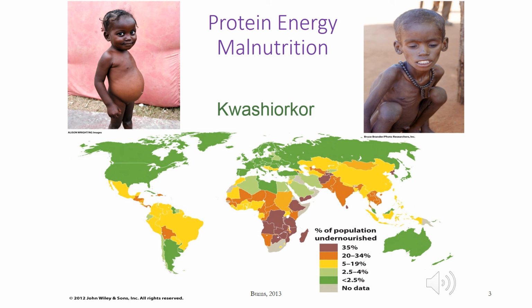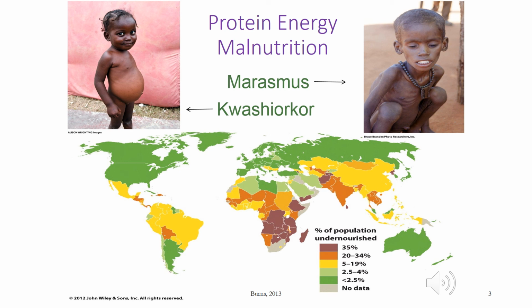On the other hand, marasmus is caused by an overall energy deficiency or starvation. The diet doesn't supply enough calories or nutrients to meet the body's needs. It is characterized by depletion of fat stores and wasting of muscle. Individuals appear emaciated because their stores of body fat have been depleted to provide energy.